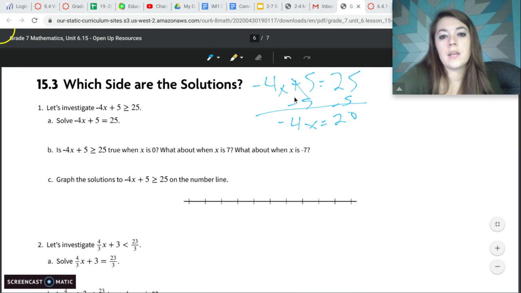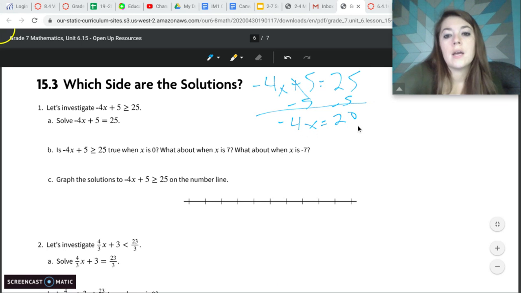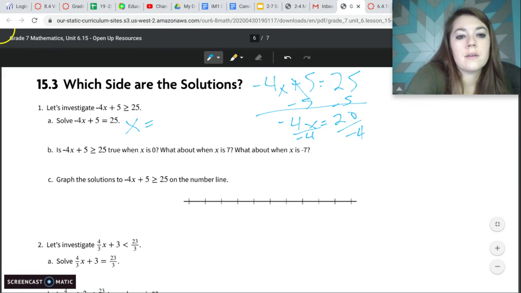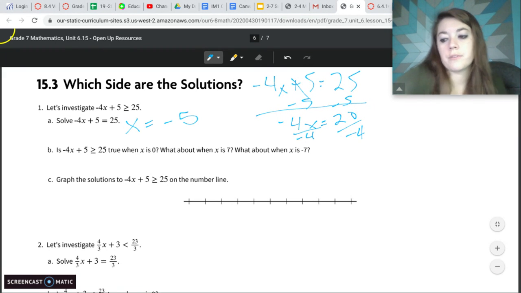So we were solving negative 4x plus 5 equals 25. We subtracted 5 from both sides, so we had negative 4x equals 20. Now we need to divide by negative 4. So x equals negative 5.